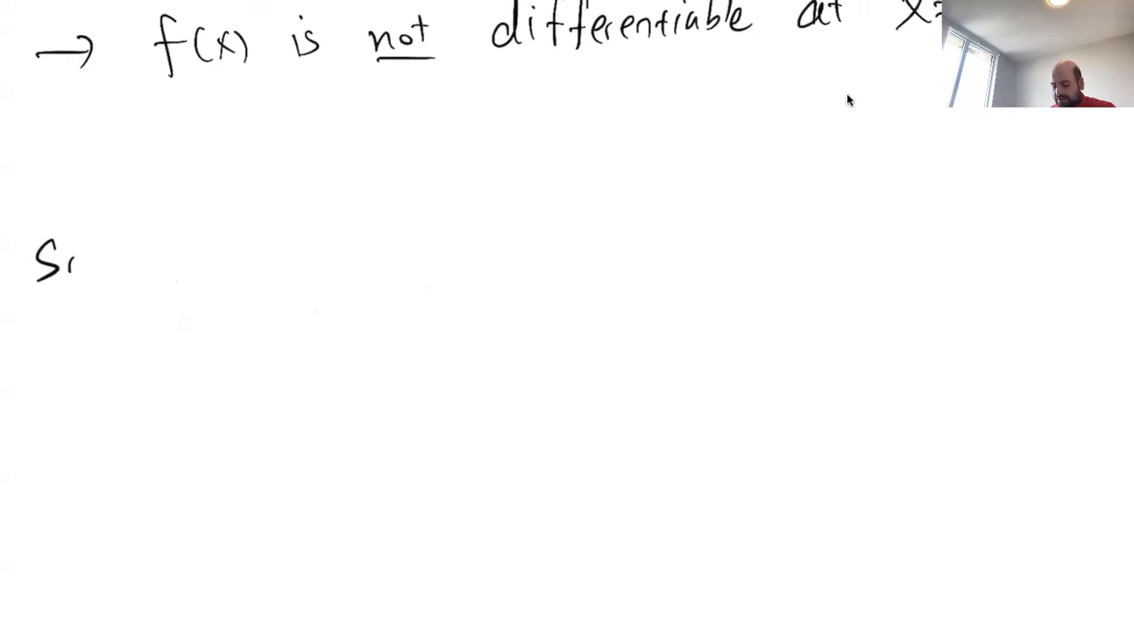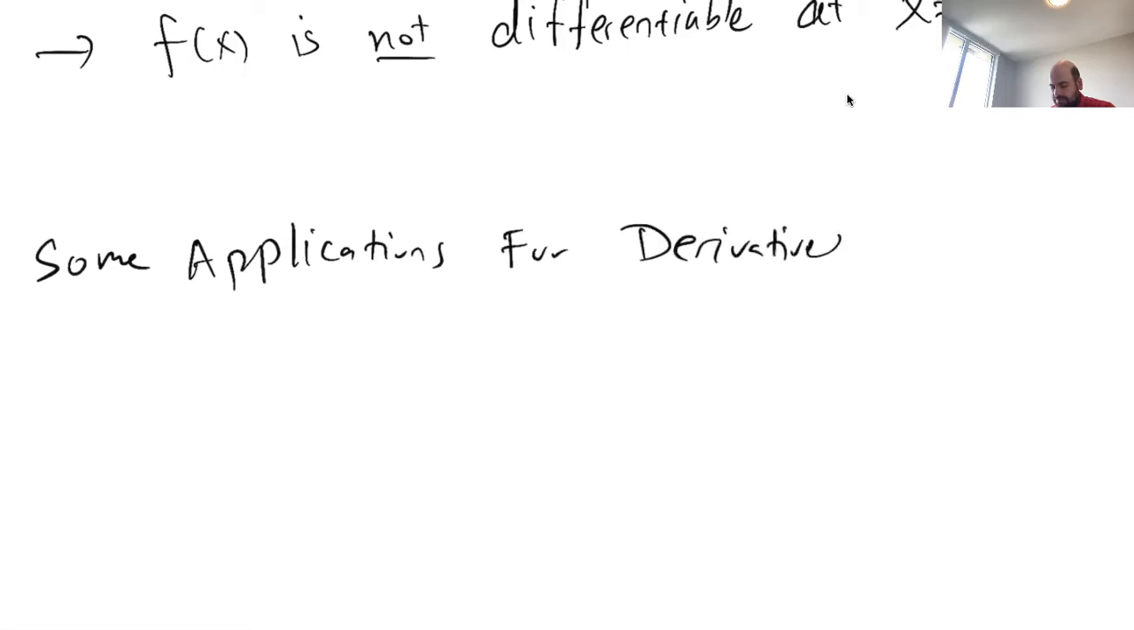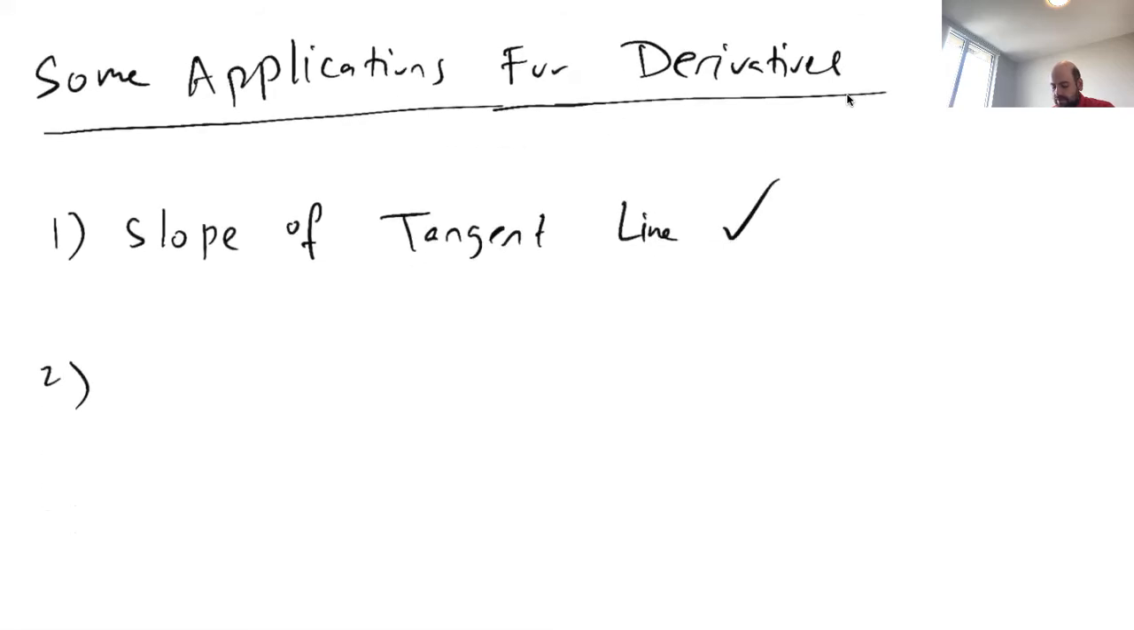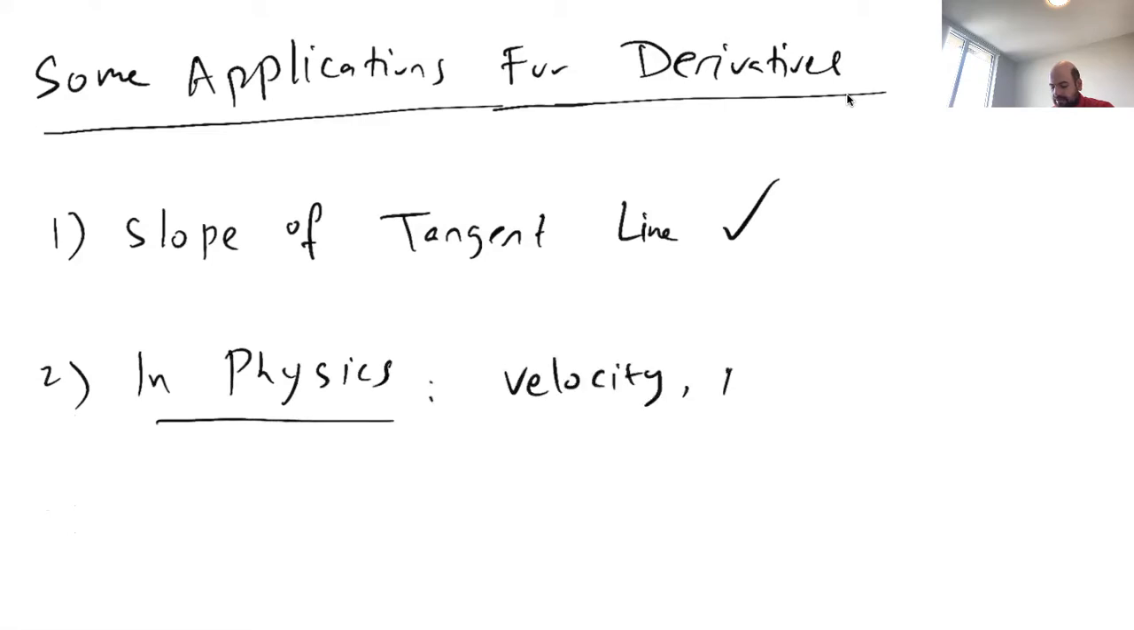So I can say some applications for derivatives. One of them was the slope of the tangent line, which we have seen before. Another application is in physics, basically velocity and acceleration.